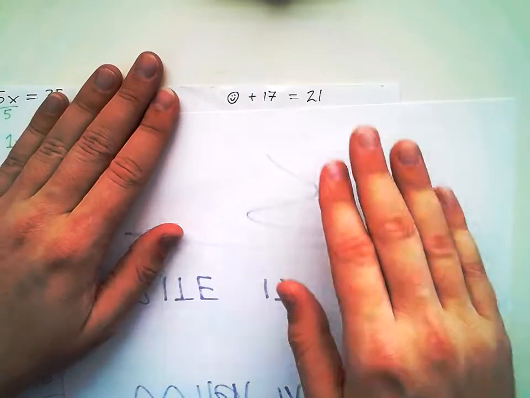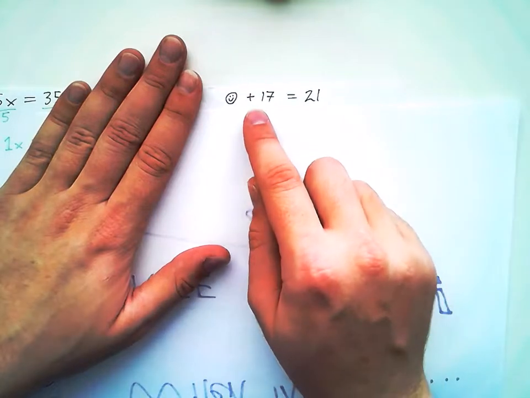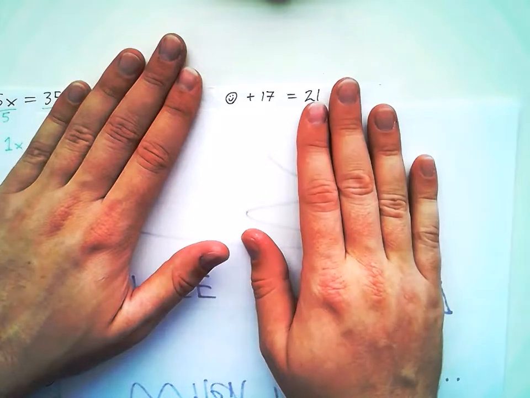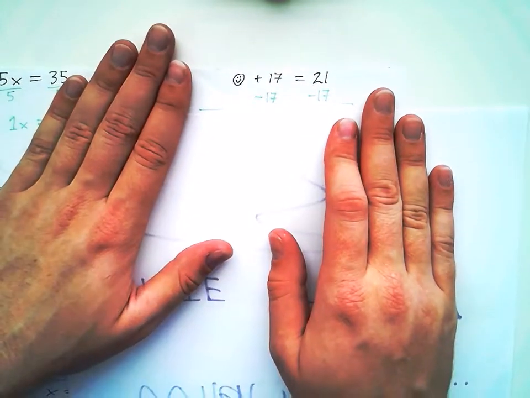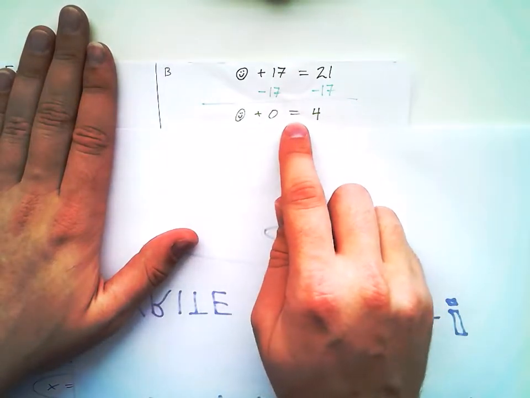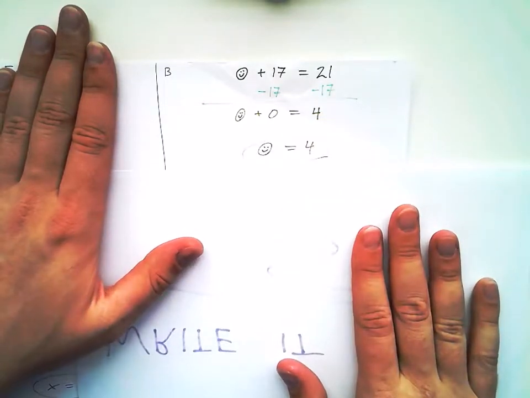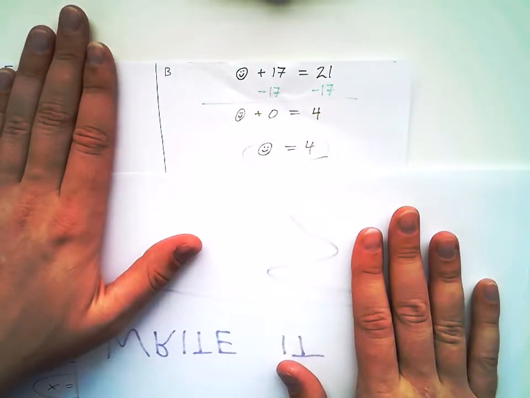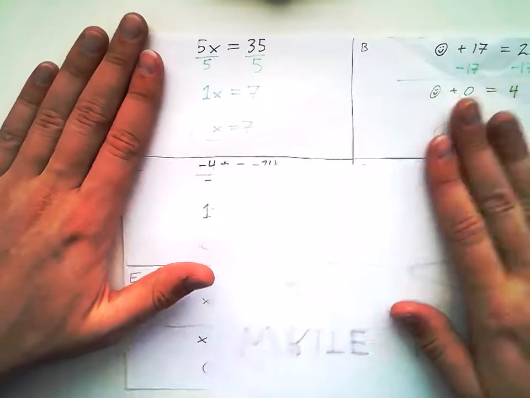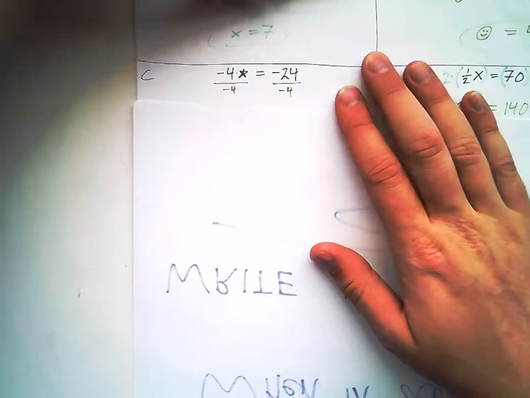This one, same idea. Smiley face plus 17 equals 21. The opposite of adding, or the inverse of adding, I should say, is subtracting. So subtract 17 from both sides, and we will get smiley face plus 0 equals 4. 21 minus 17 is 4. So smiley face equals 4. The 17 minus 17 is 0. Notice we're always doing the same thing to both sides.